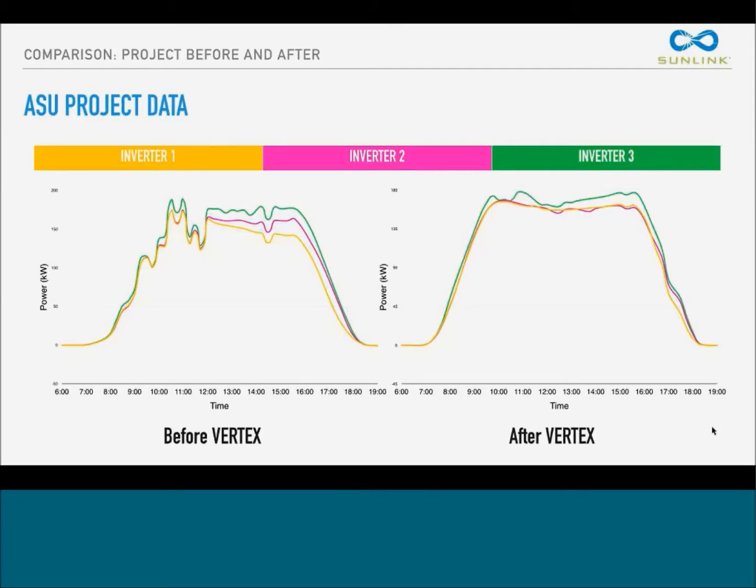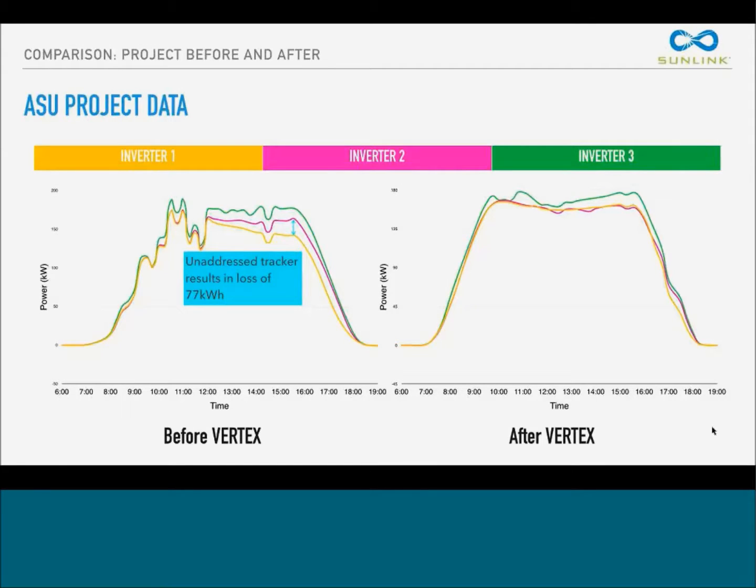Right here we have a project example. The system on the left was being monitored before Vertex. The system on the right is after we retrofitted the system with Vertex. What you can see on the left is that there was a trailing in the energy yield, and it was because the tracker had stalled out for some reason. With the Vertex system, we have the control functionality built in, so we were able to remotely reset that inverter and to avoid as much downtime as possible.